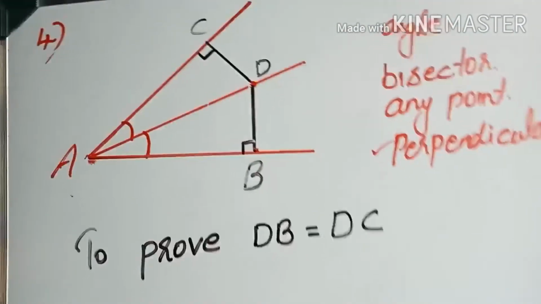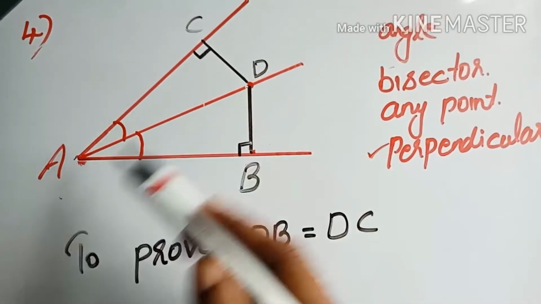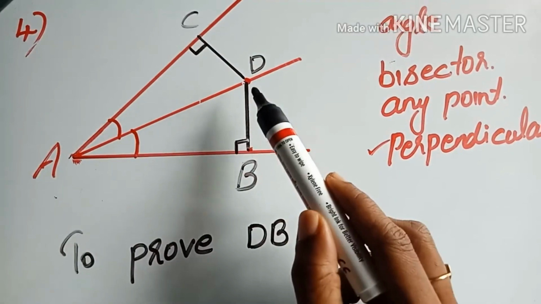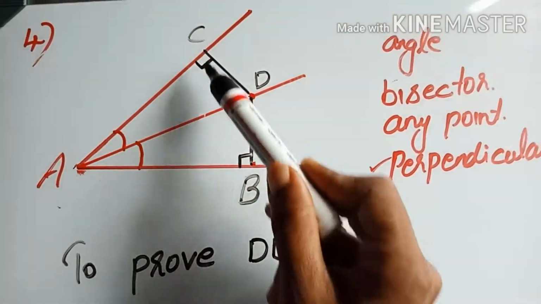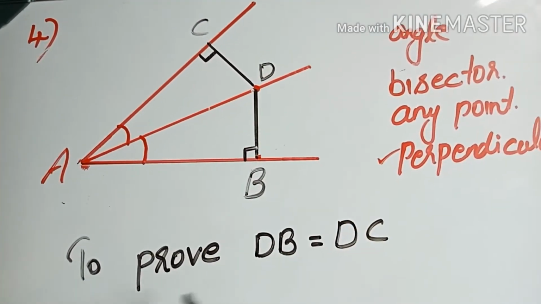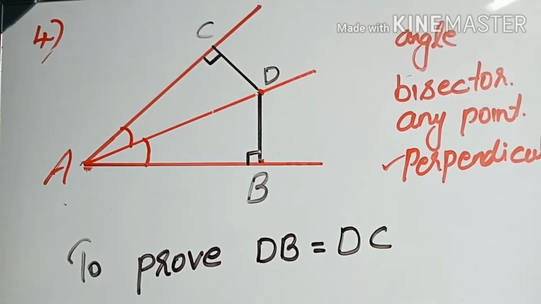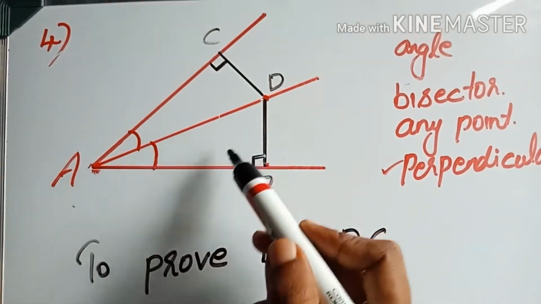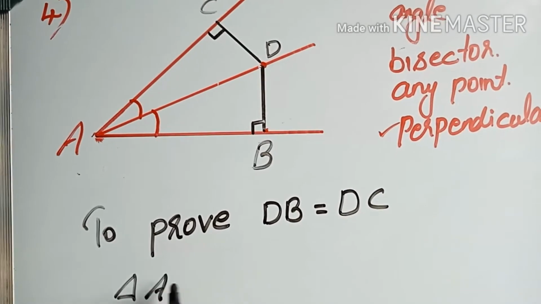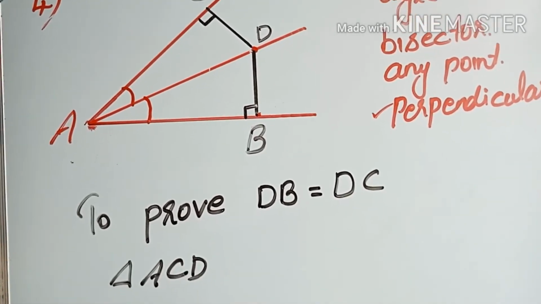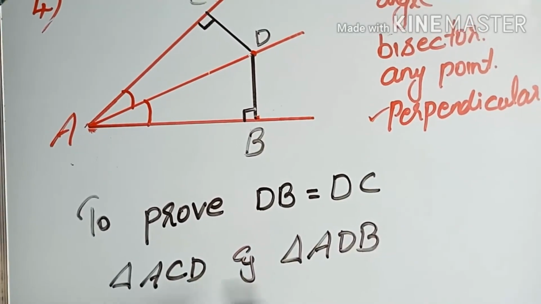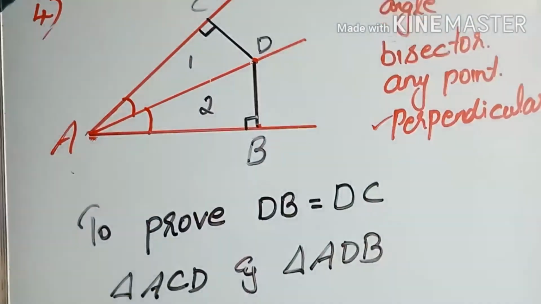This is the question. So we drew one angle, then its angle bisector, then we chose one point on that bisector. Now from that point we draw two perpendicular lines to each side. Those two lengths are equal. That is what we need to prove here. For that you can see two triangles here. Which are the two triangles? Triangle ACD, the first triangle, and triangle ADB, the second.